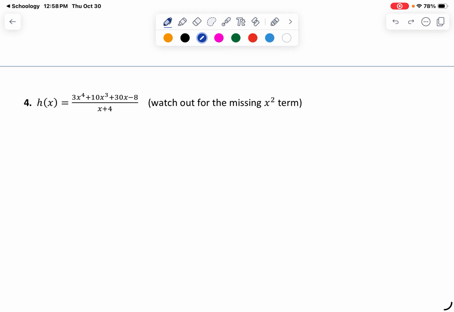I did say I would do this one, but this is the last one I'm gonna do. Notice I've picked up the speed quite a bit, okay? All right, so if you look at what you're dividing, which is called the dividend, it is x to the 4th, x cubed. There is no x squared, so we are going to have to squeeze in a 0x squared there. X to the 1st, constant. Okay, watch out for the missing x squared. So we have 3x to the 4th plus 10x cubed plus 0x squared. So we want that space holder. Plus 30x minus 8 divided by x plus 4.